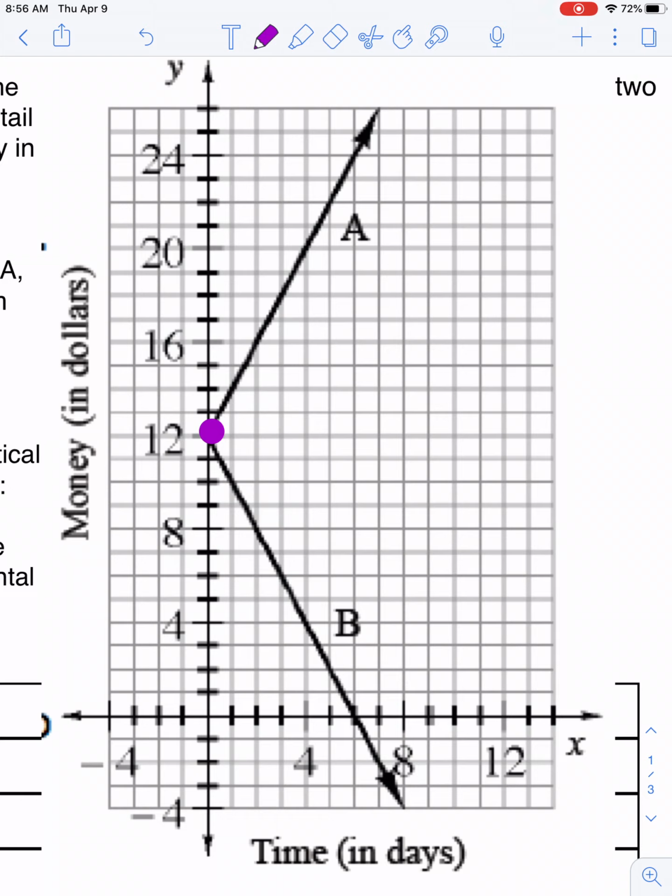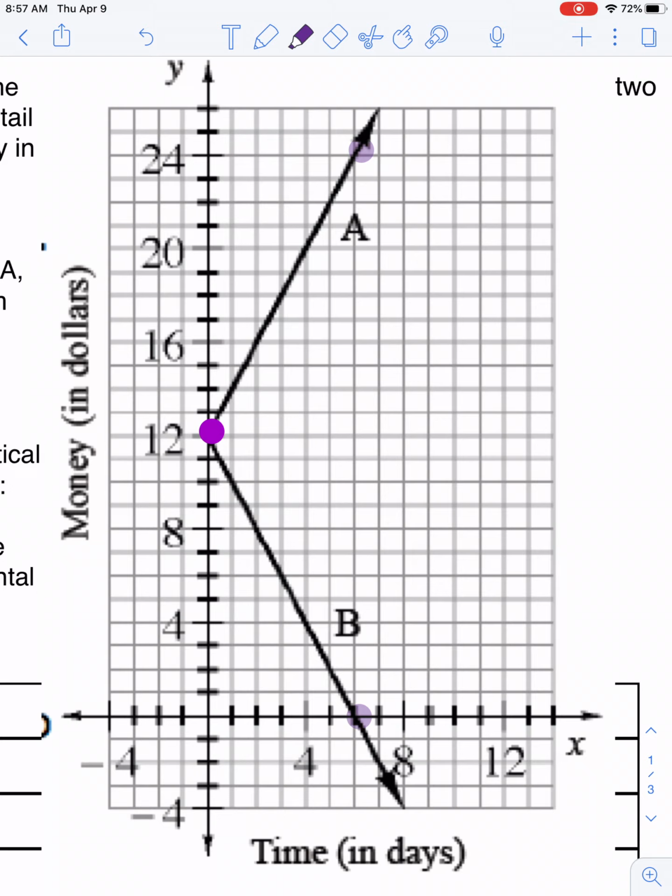Person A's line is going upward, which means they must be saving money. Person B's line is going downward, which means they are spending money. Another important point that I see is down here on the x-axis, this point right here, which is 6, 0. And that means in 6 days, person B has no money left. They are out of money because they're spending it. At that time, 6 days in, you can see that person A has $24. So you could also point that out.